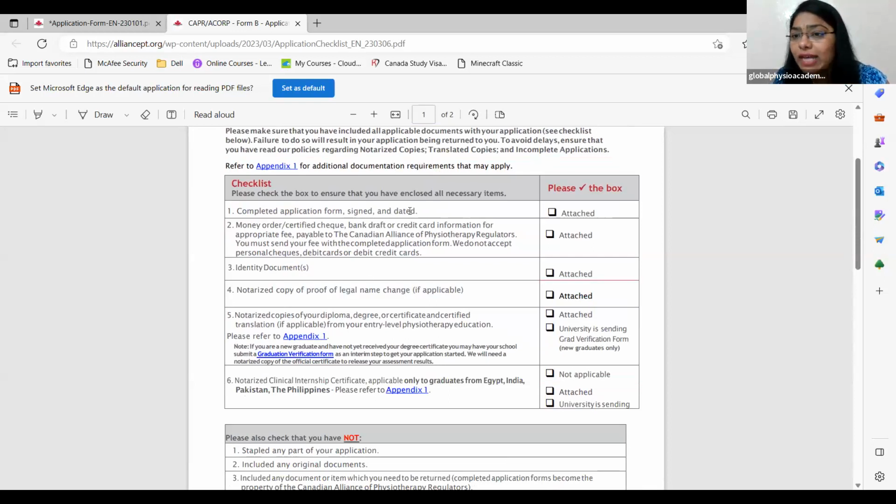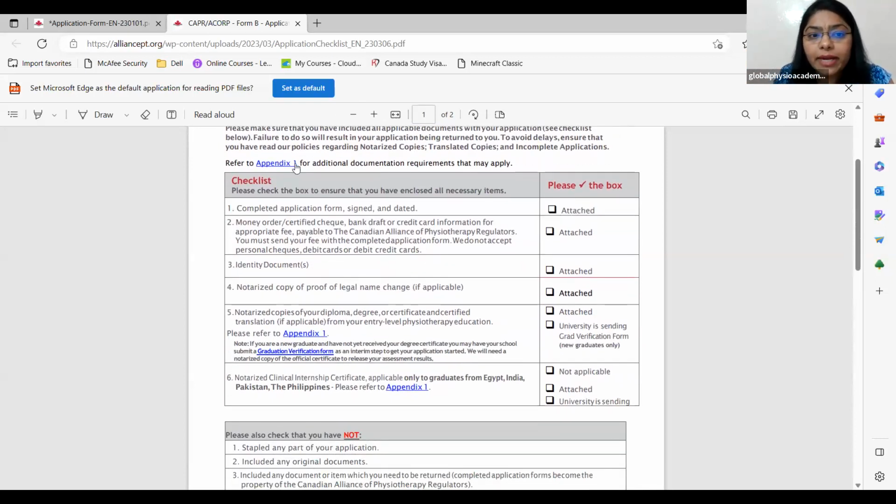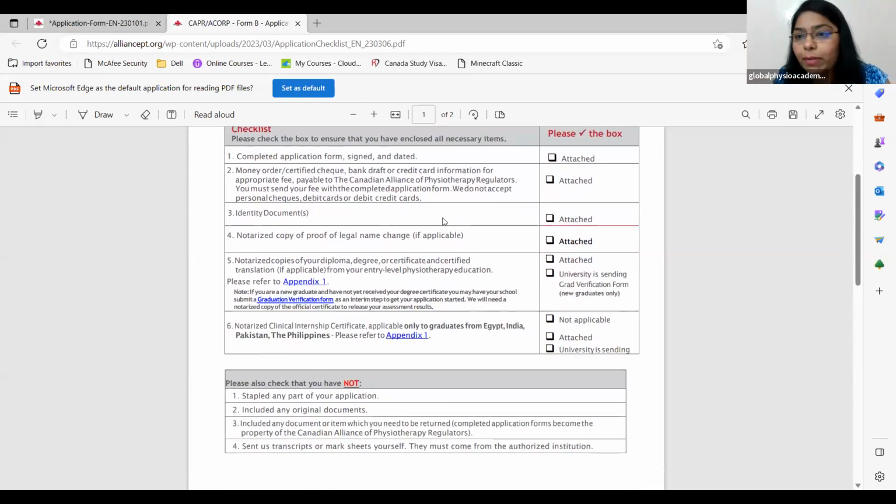Complete application form, signed and dated. You have to attach it and put the tick mark, so print out this form and do the tick mark. Money order, certified check, tick mark. Identity document: passport, or if you are in Canada, Canadian driving license, your PR card, any of those, copy, okay? Do not send the original, send a copy.